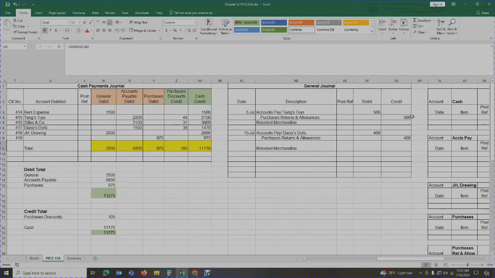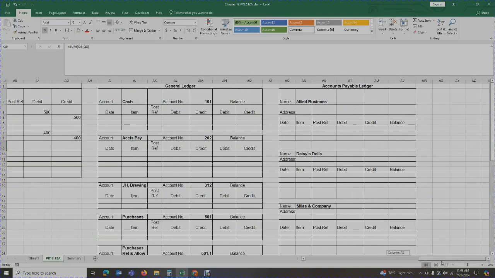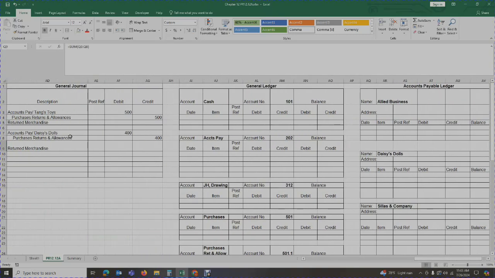Remember, we have to have a debit and a credit. They should always balance. Okay. So now that we've done all that, we're going to go ahead and transfer the information from the journals to the ledgers. Okay. So let's start off with cash.